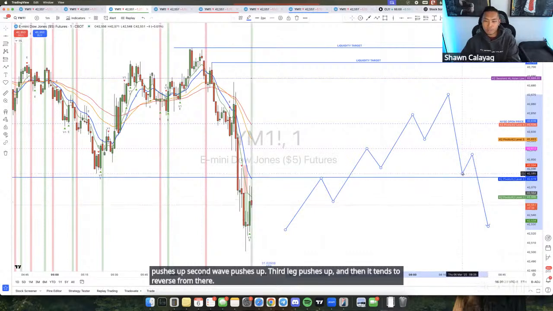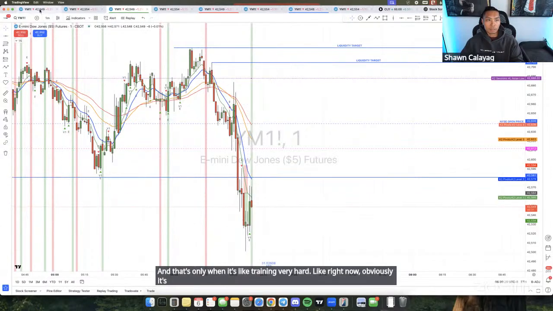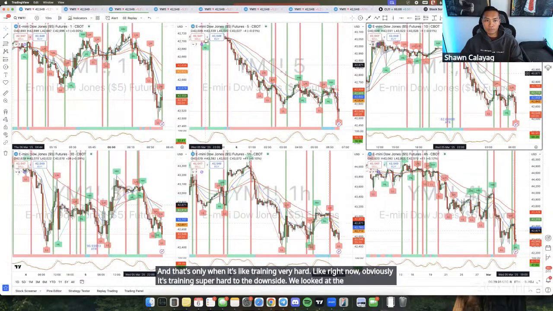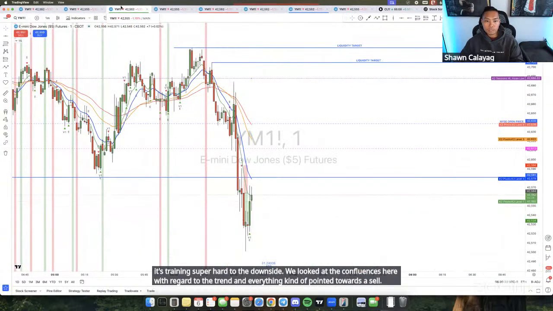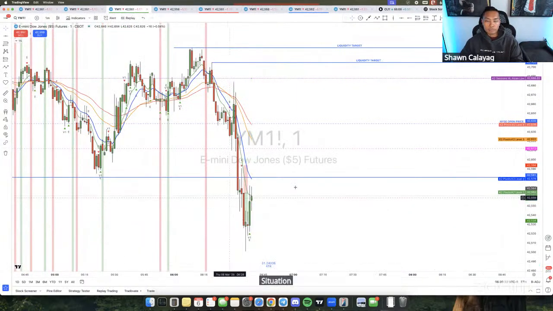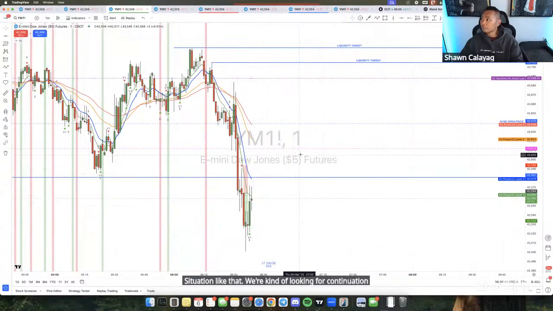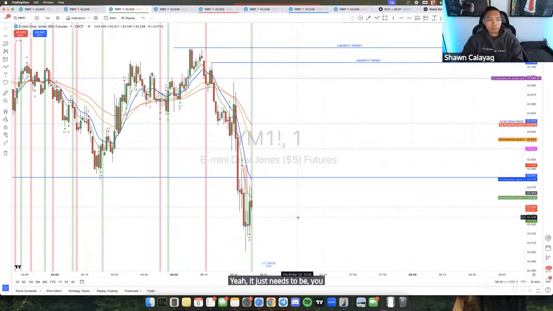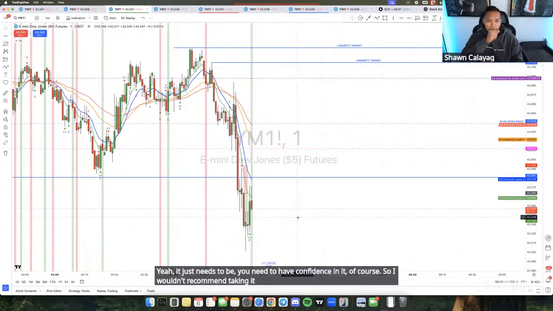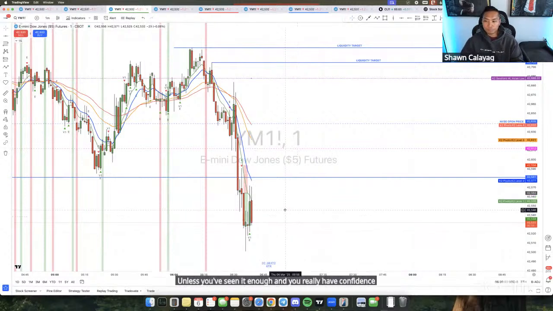And that's only when it's trending very hard. Like right now, obviously it's trending super hard to the downside. We looked at the confluences here with regard to the trend and everything kind of pointed towards the sell. So in a situation like that, we were looking for continuation in that direction. Yeah, you need to have confidence in it, of course. So I wouldn't recommend taking it out of the blue unless you've seen it enough and you really have confidence in that type of move.